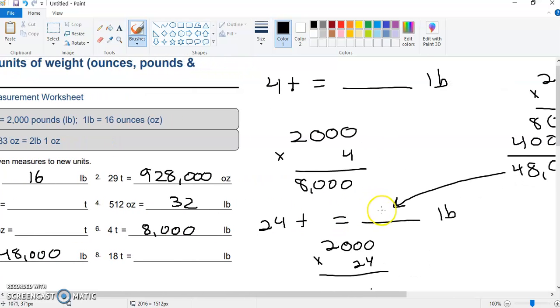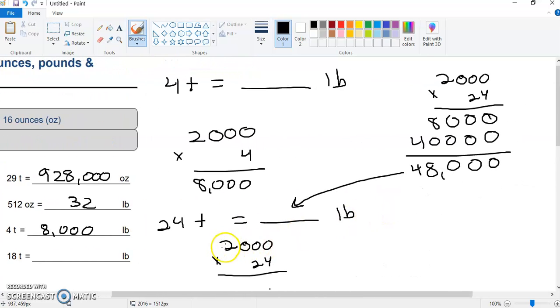And some of you might see the pattern. You probably saw right away if you're multiplying 2,000 times 24, you notice that 2 times 24 is 48, and you just add the 3 zeros. That's fine too.